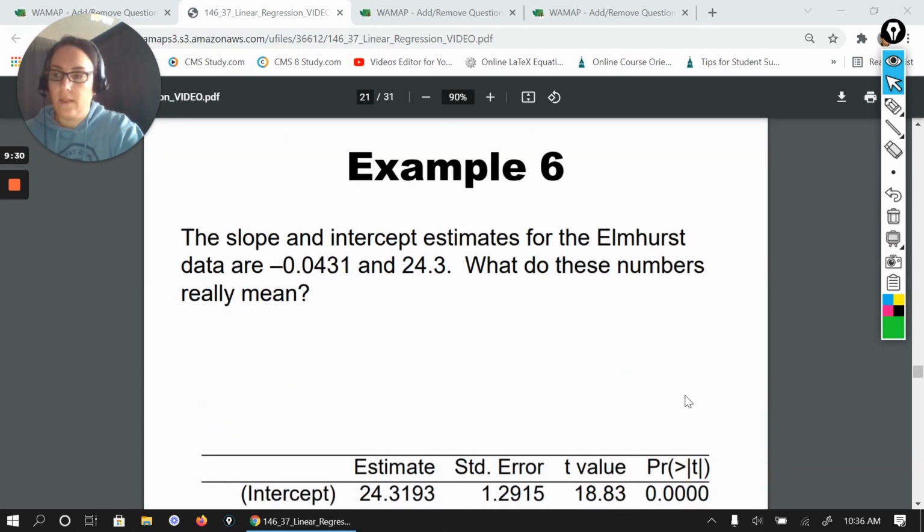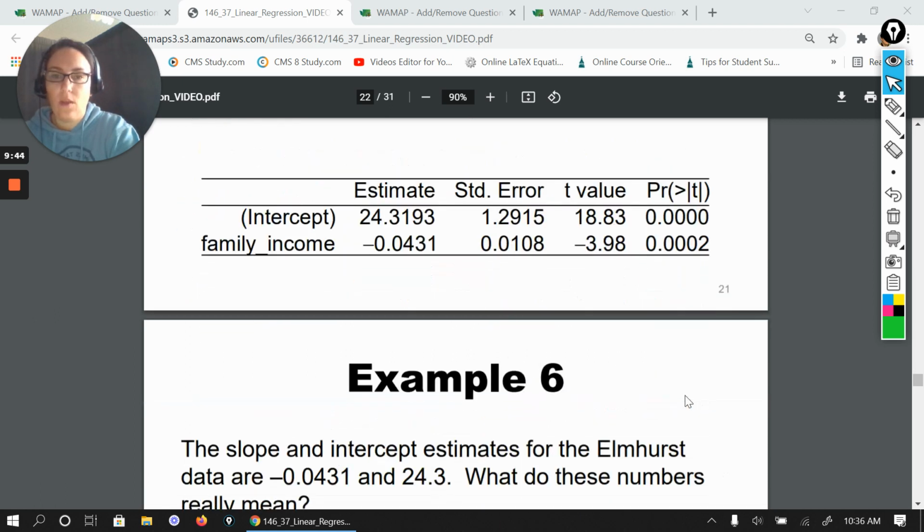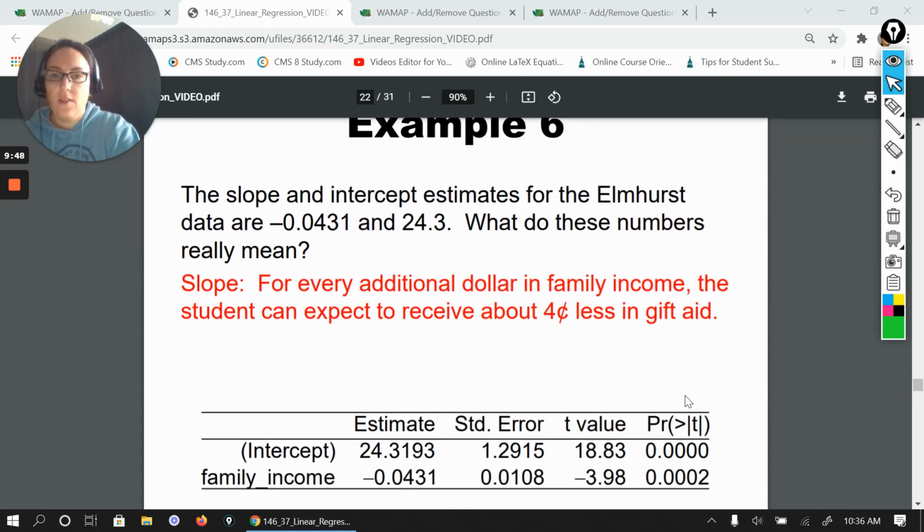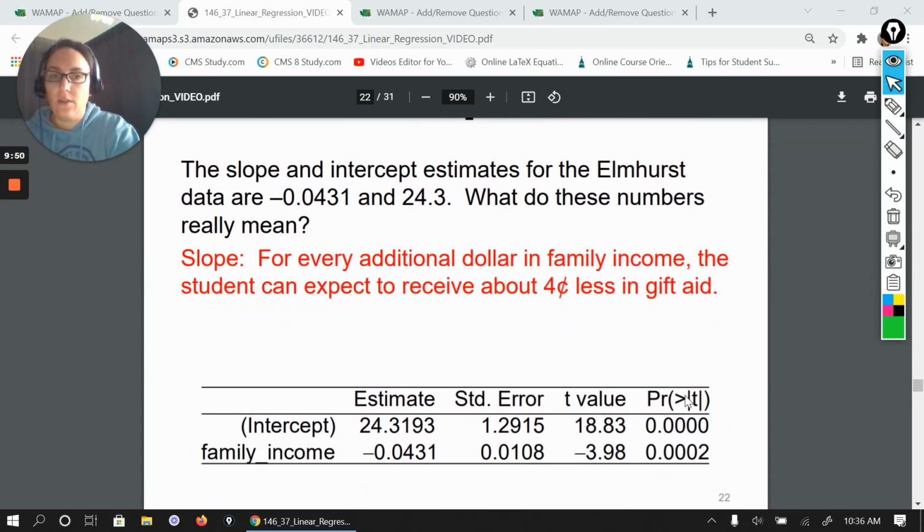Here's example 6. The slope and intercept estimates for the Elmhurst data are negative 0.0431 and 24.3. What do these numbers really mean? Well, the slope, which is that first number there, means that for every additional dollar in family income, the student can expect to receive about 4 cents, so $0.04 is 4 cents less in gift aid.